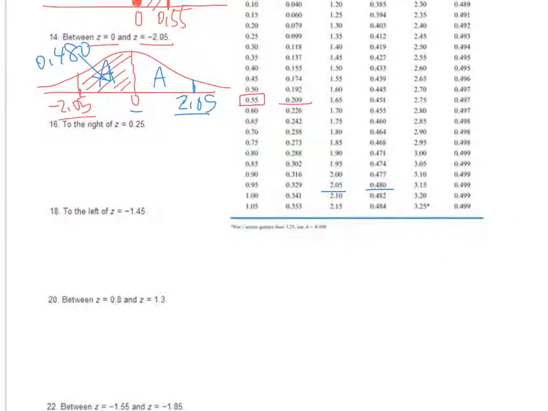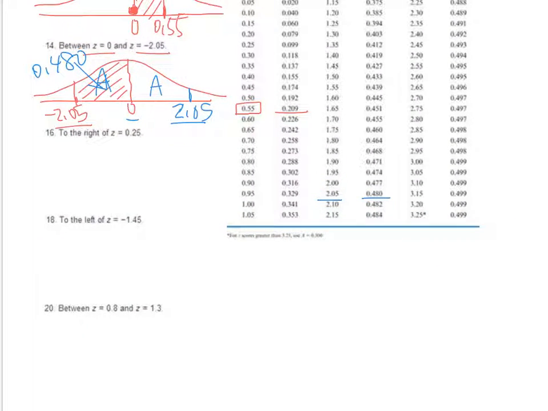Okay, let's look at the next one. It says to the right of z equals 0.25. And again, this is the middle, and we mark it with a 0 as a z-score. 0.25 is bigger than 0, a positive value, so we put it to the right side of 0. It says to the right of this z-score, so that's how we shade. This shaded region is called to the right of 0.25.